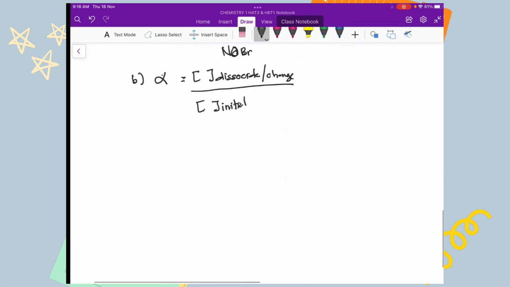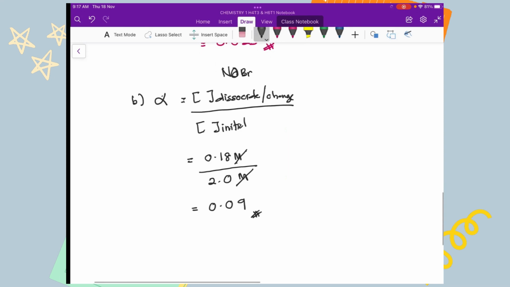So we can replace the value 0.18 molar, because the formula requires the value in molar concentration, over 2.0, so the molar will cancel off. Finally, you are supposed to get 0.09. Based on this value, we can say that only a small amount of the nitrosyl bromide dissociates to produce product. Why do I say that? Because the maximum is 1, but we only have 0.09, which is a very small amount. I hope that you understand the degree of dissociation. Okay, thank you very much.